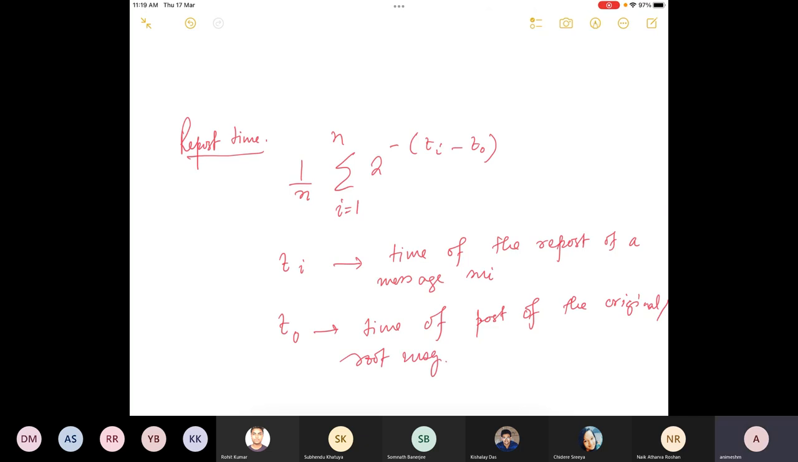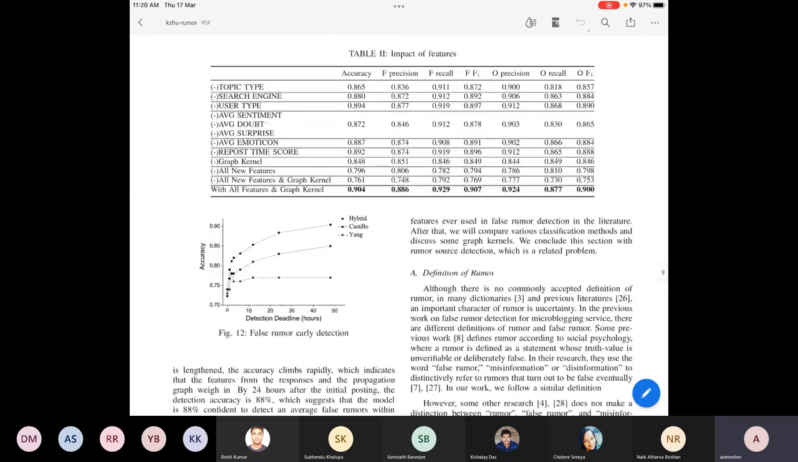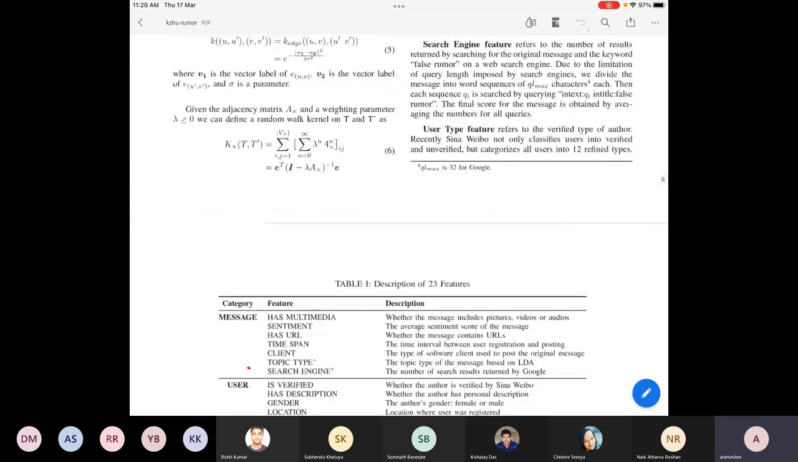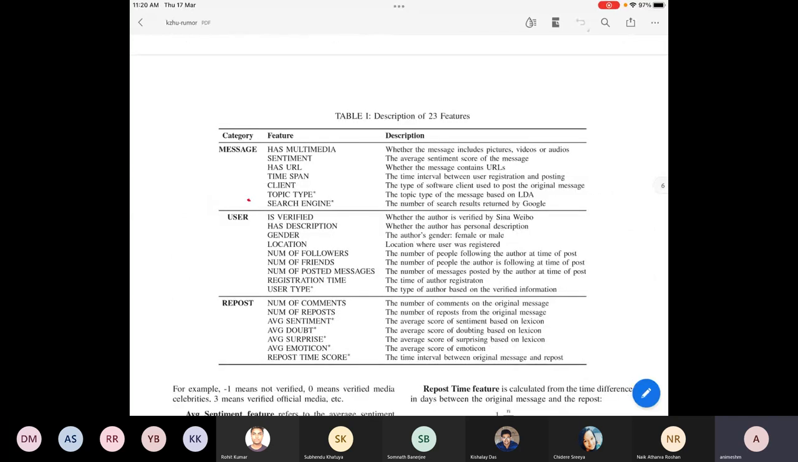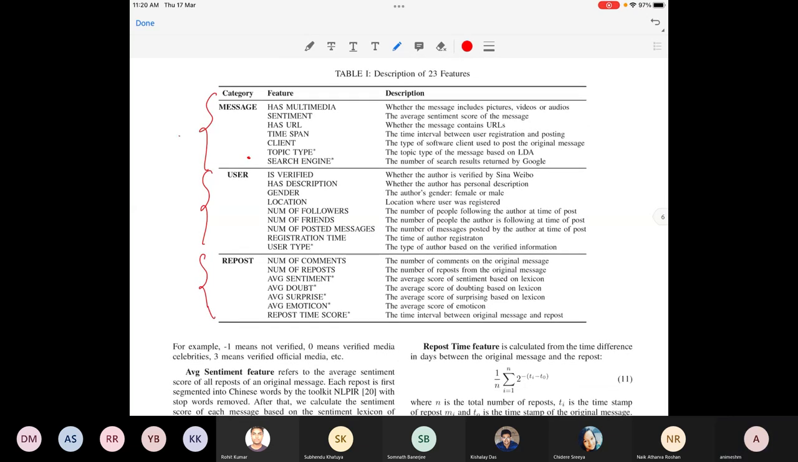Okay, so these are some of the important features. As I said, they used a bunch of 23 features. So we will quickly look into what these are, not spending much time on it because these are easy to get through. The ones that were a bit complex, we have already discussed in detail. So these are the different features that they used, and they had it divided into three parts: the features extracted from the message, the features extracted from the user, and the features extracted from the repost of the original post.